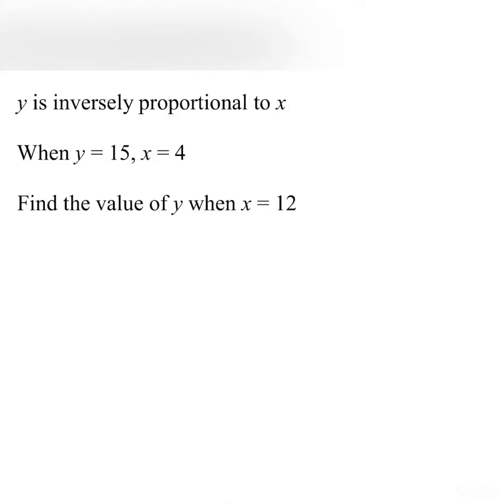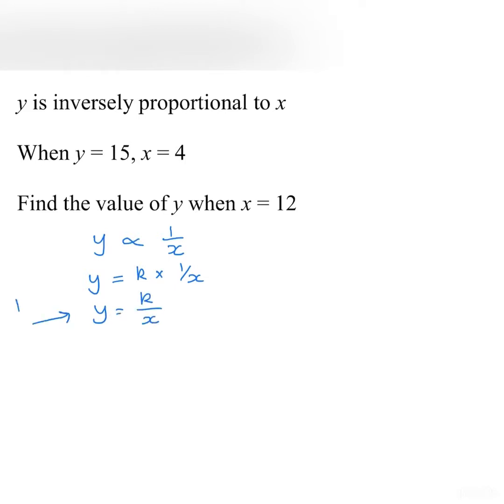Okay, so moving on to inverse proportion, and it says y is inversely proportional to x, and when y is 15, x is 4, and find the value of y when x is 12. So it's very similar to what we did in previous examples, and we start off with writing y is inversely proportional to x. So inverse means 1/x. So now we remove the proportional sign, and we can write equals k times 1/x, which is basically k/x.